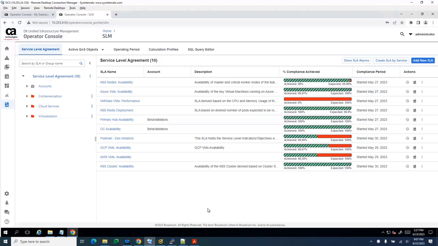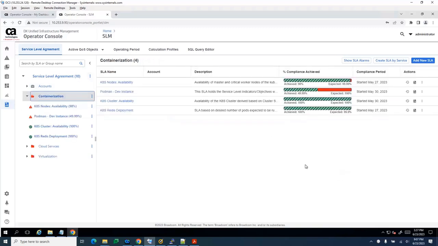In UAM, there are two ways. One is through the SLA wizard, and second is we can directly go ahead and create the SLA with a set of SLOs. I'll just show you a few SLAs that are created for the container monitoring.